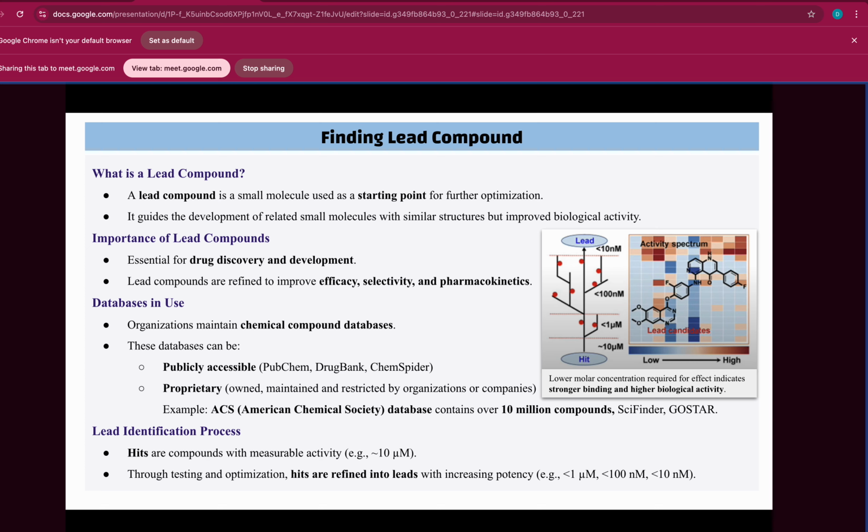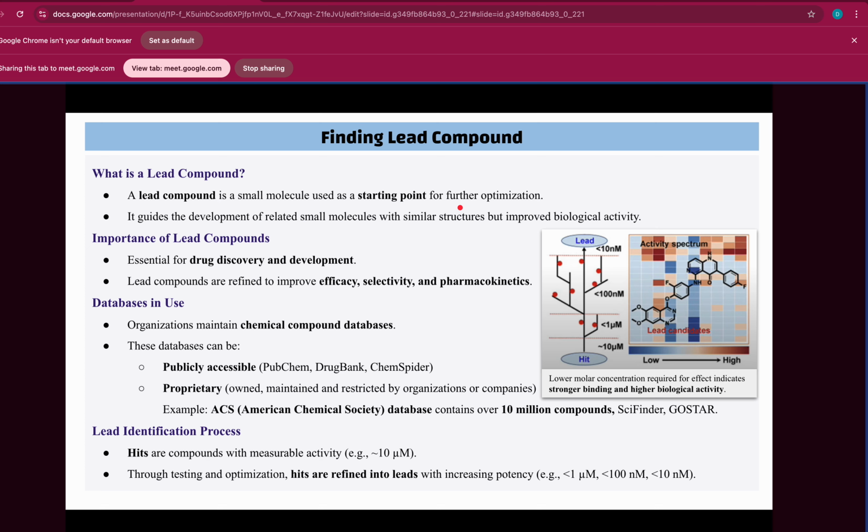So in this way, this highlights how a small change can bring about a larger biological effect. Now we'll see how to find the lead compound, because firstly we know that in the drug discovery process, the first step is to identify the target and the next step is to identify the lead compound. The lead compound is simply the drug which will bind to the respective target. A lead compound is a small molecule which is used as a starting point for further optimization.